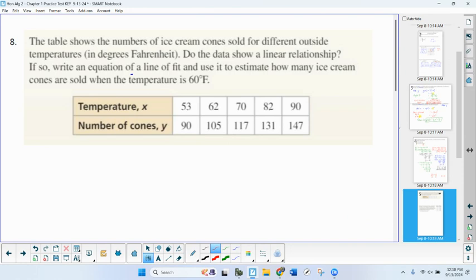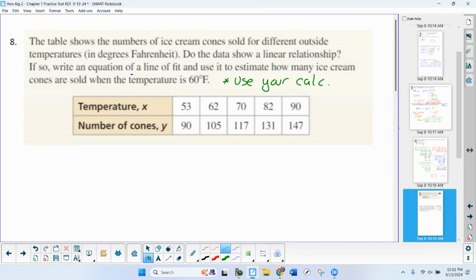Okay, on problem number 8, I added this, use your calculator, because once I show you number 9, I sometimes have kids go and do number 8 with the way I do number 9, and I don't want you to do that. This is a calculator. This is linear regression on your calculator. So, it will say use your calculator.